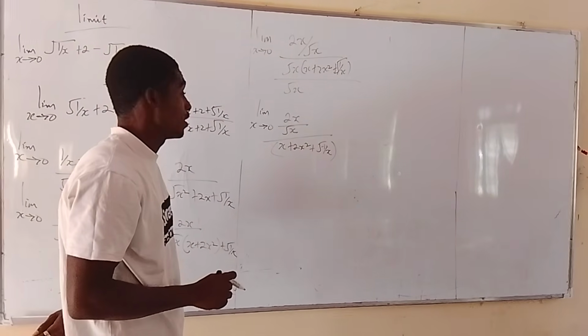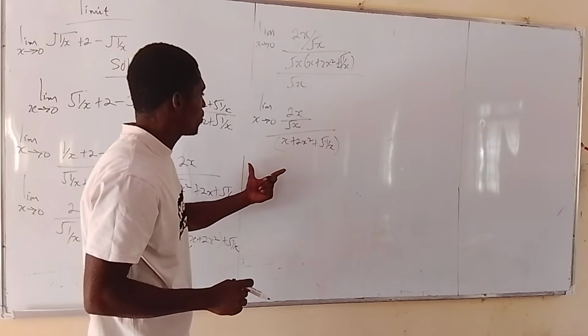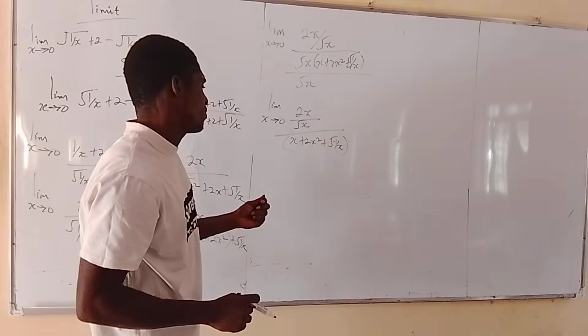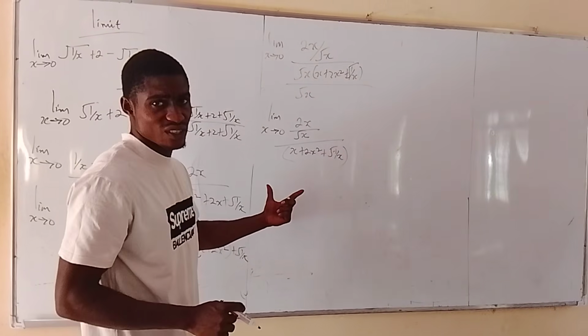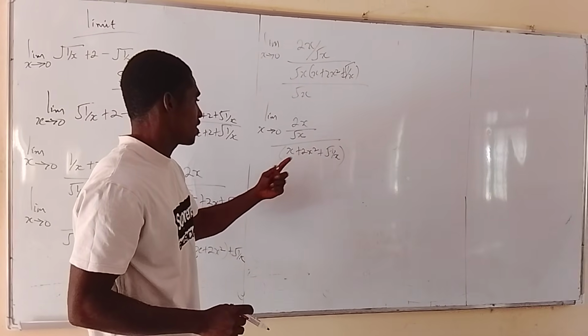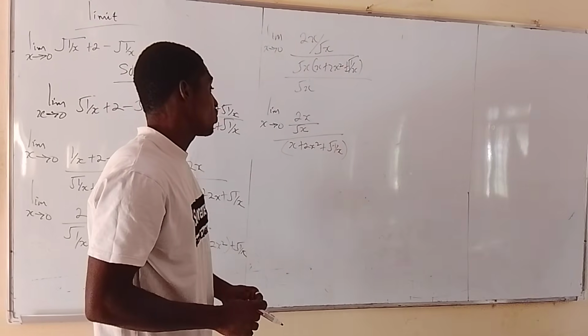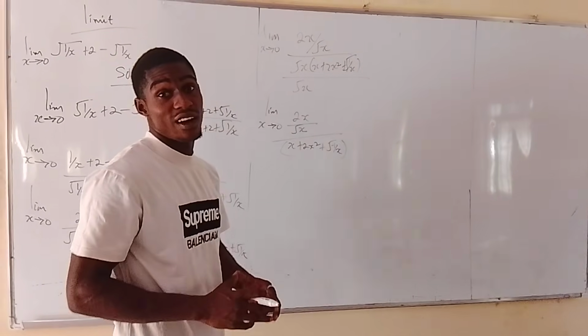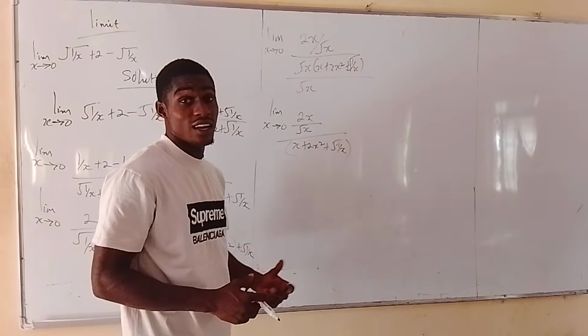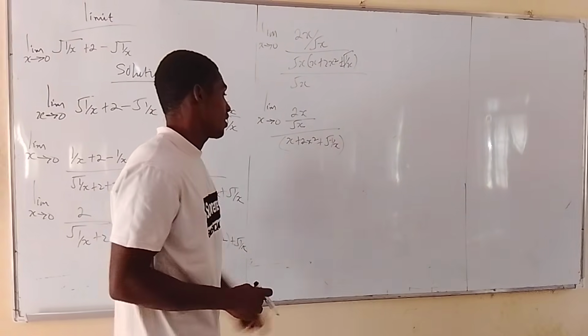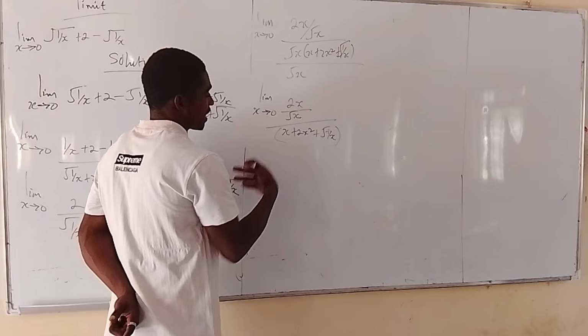Alright. So do you know that if you put your values here, it will still give you 0? Because as x approaches 0, this one is 0, this one is 0, and this one will still give you 0. So we are going to simplify further. If we are simplifying further, we have the common factors here, and so we are going to factor root x outside.